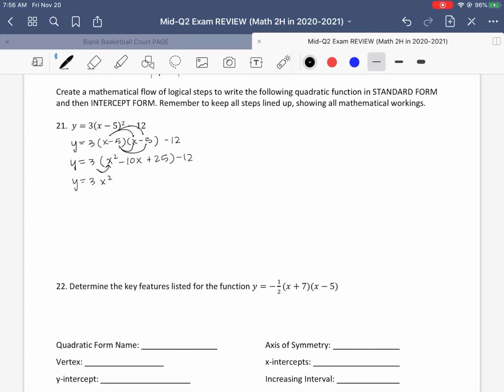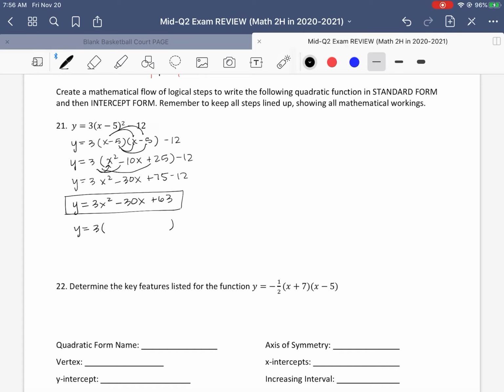Y is equal to 3x squared then, if I distribute this in, minus 30x plus 75 minus 12. And if I combine those last two terms, because neither of them have an x value, then I get 63. This right here would represent the standard form.